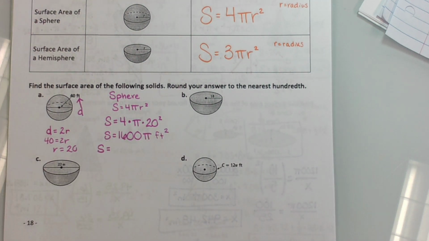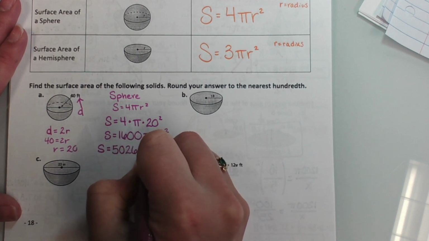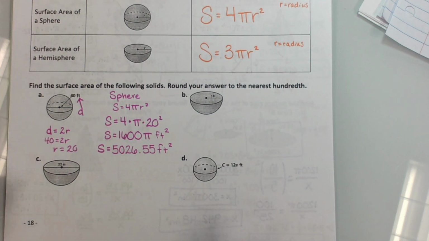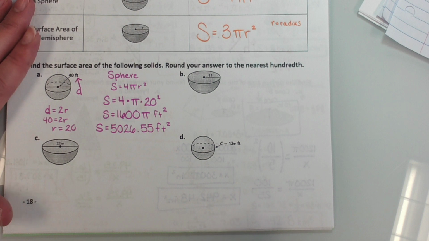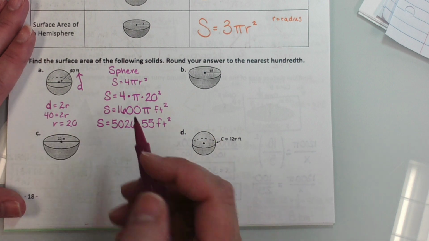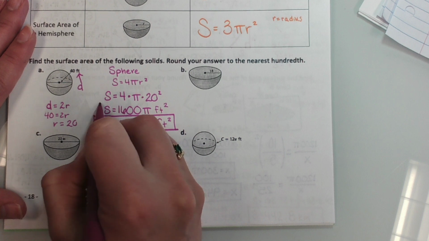Here's the thing. You don't have to do that. You can just type the entire thing into your calculator: 4 times pi times 20 squared. You get something around 5,000? 5,026.55. Yeah, about that. Okay, perfect. I legit don't know what it is. I knew it was around 5,000 because I know 16 times 3 is about 48, and I kind of pushed it up. So, either of these is an acceptable answer.